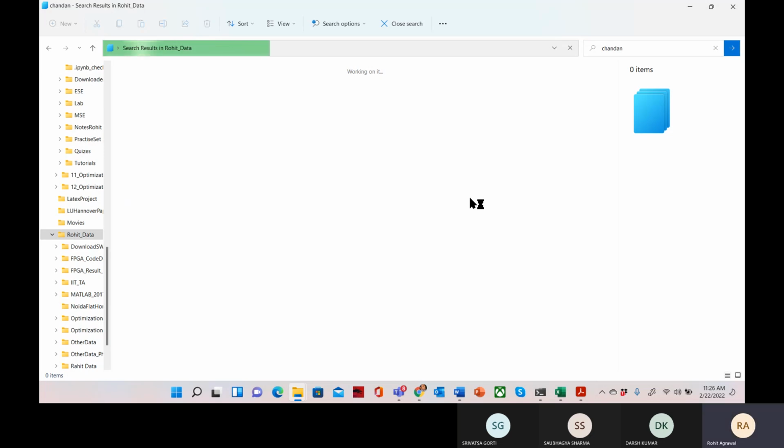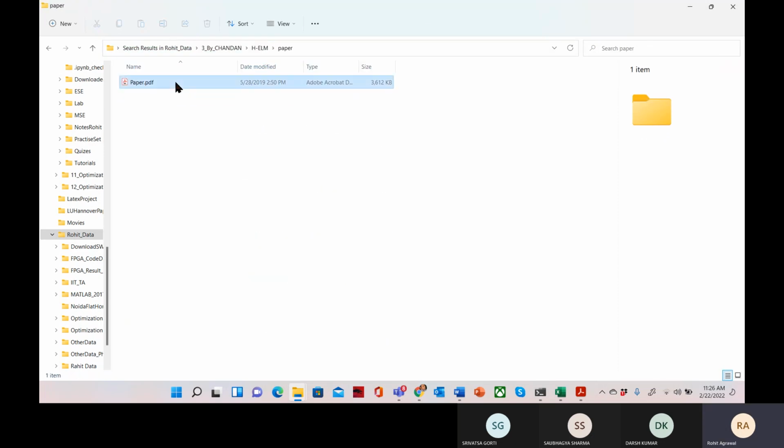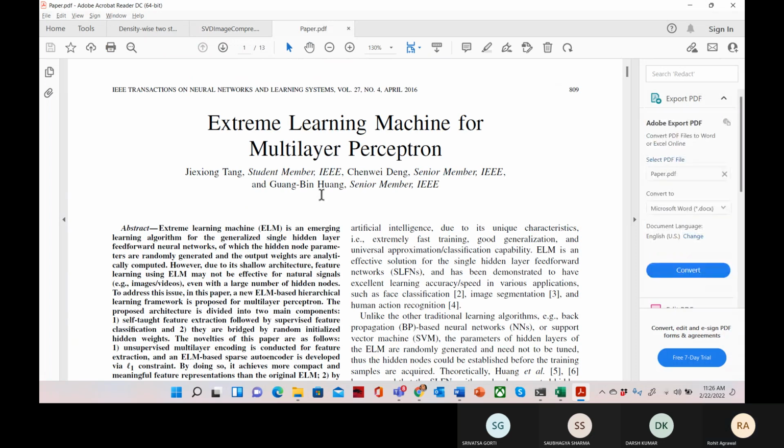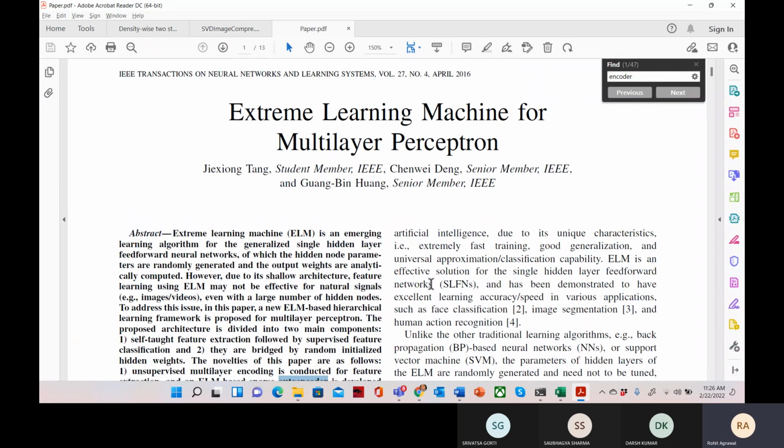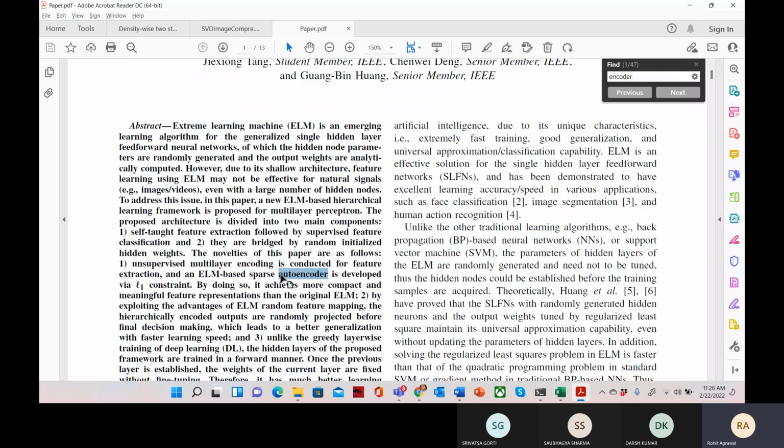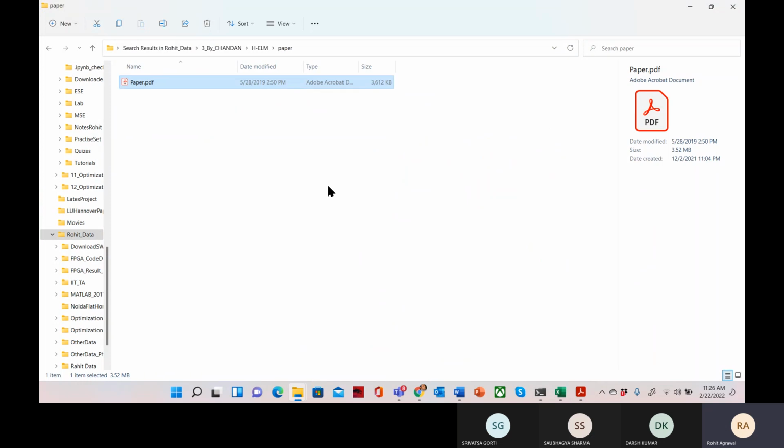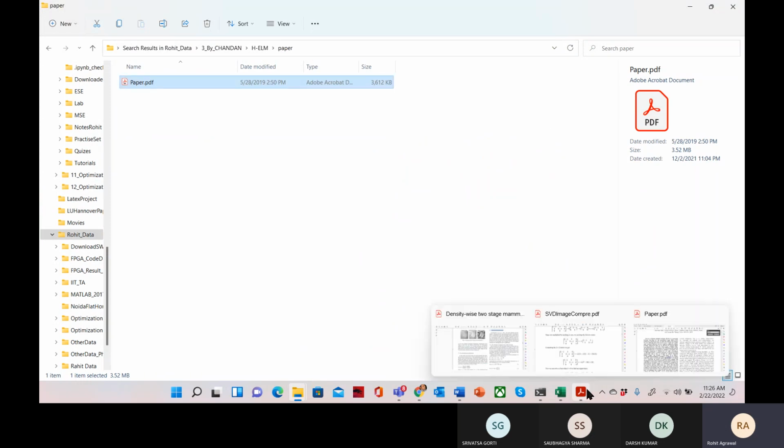So I'm trying to show you a research paper which uses an autoencoder for dimensionality reduction to handle a large amount of data. Okay, so this paper, you can see, is using some kind of encoder. You need to study the whole paper actually.